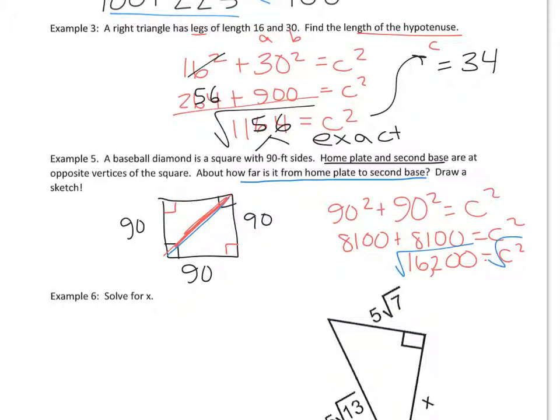Because we're talking about a real life problem, up here I would have said we need to break this down and factor it, but nobody's going to write the length as a square root like 90 root 2. You're going to want to actually round it to the nearest foot. So I'm going to do the square root of 16,200, which is about 127 feet.